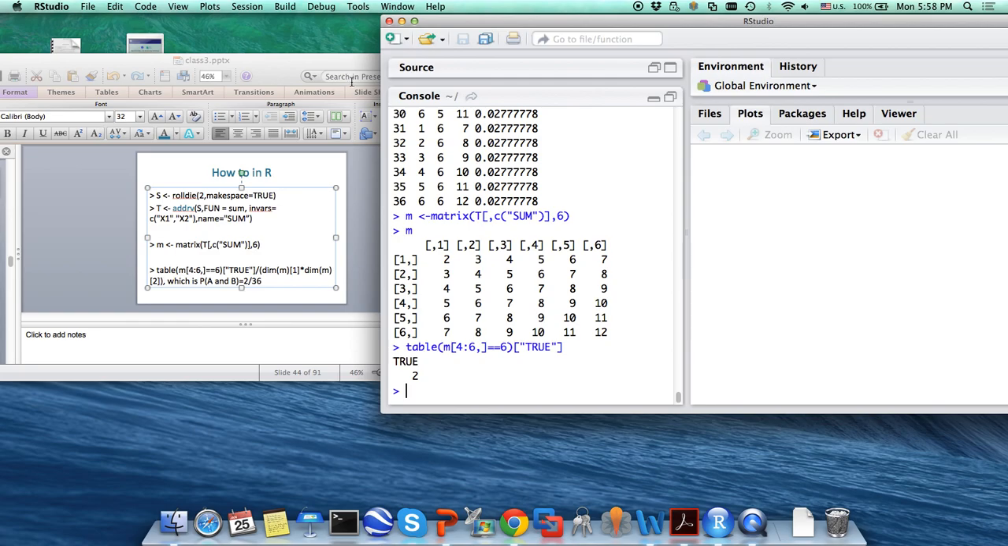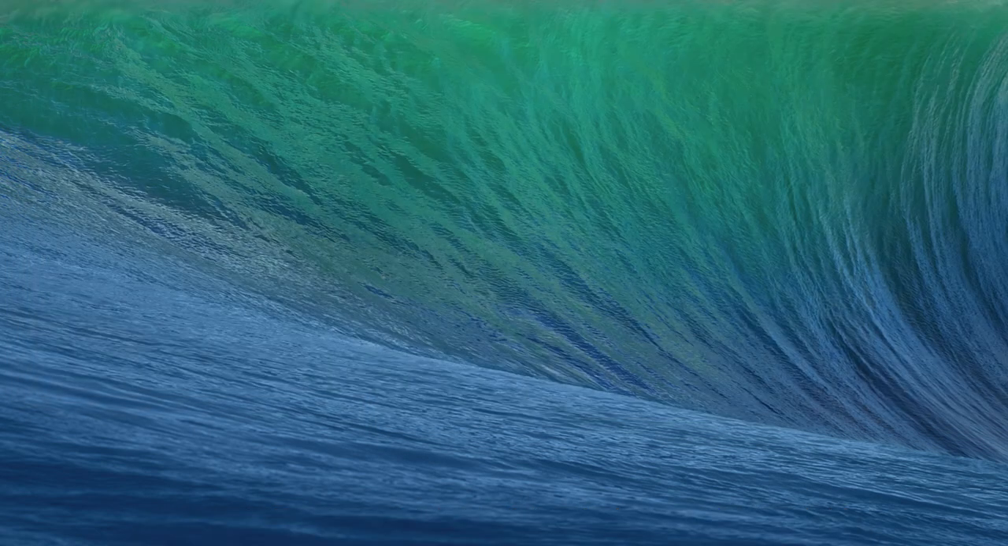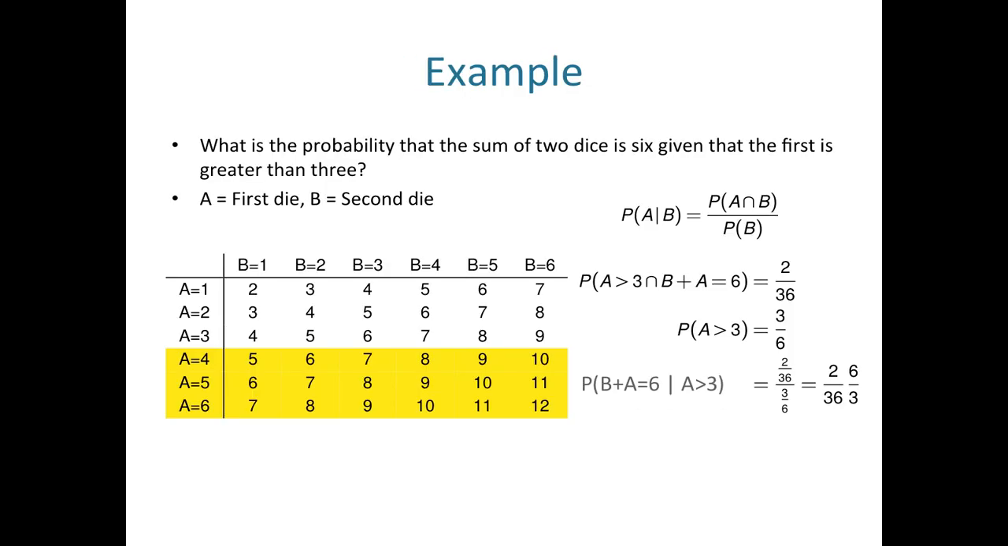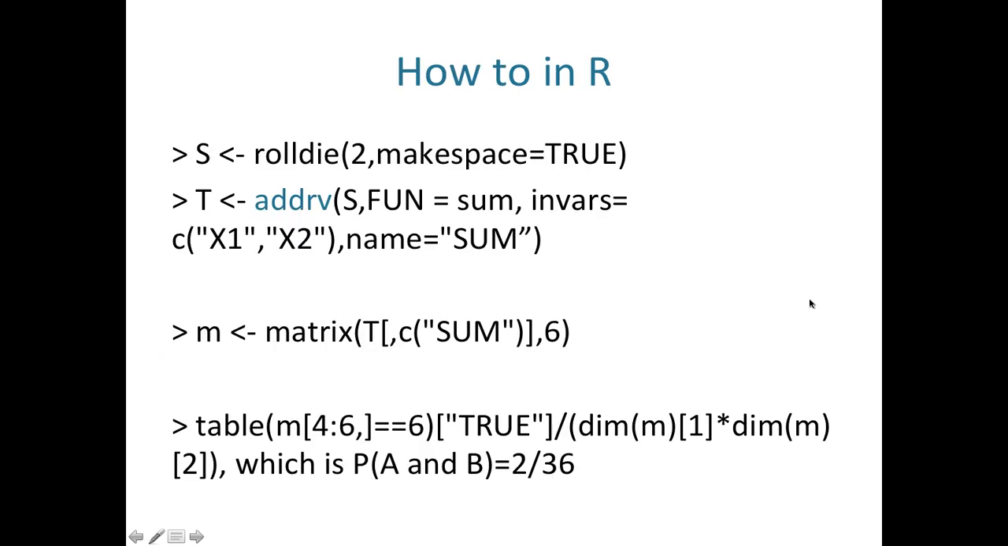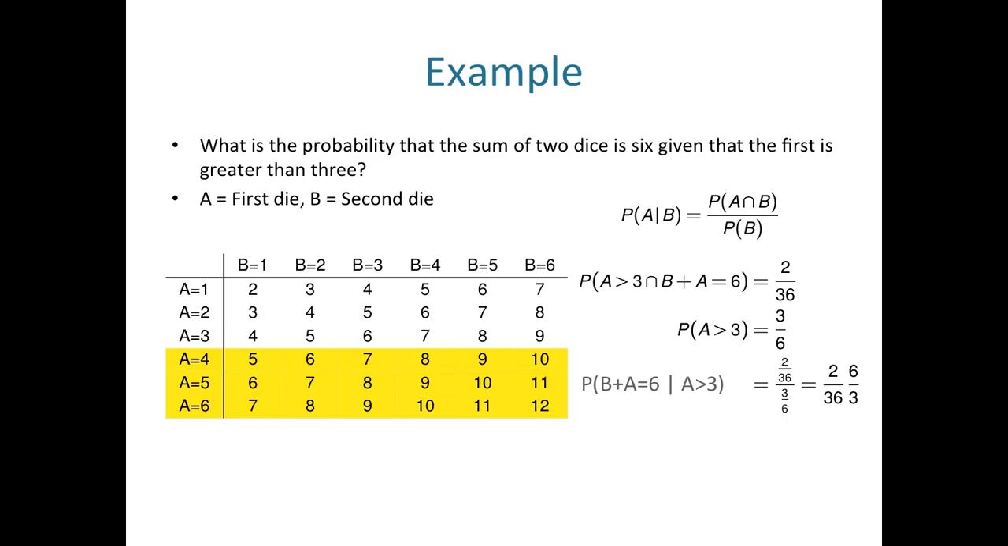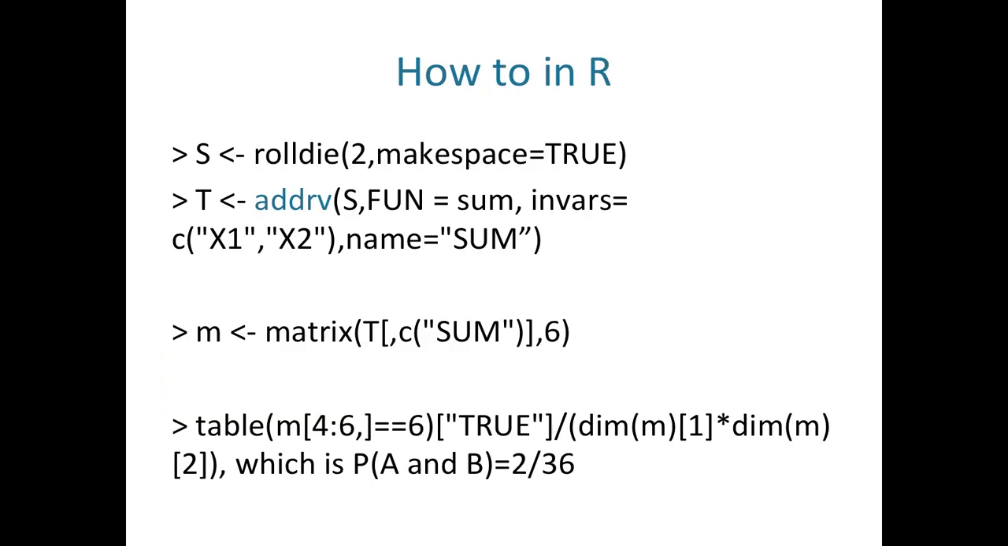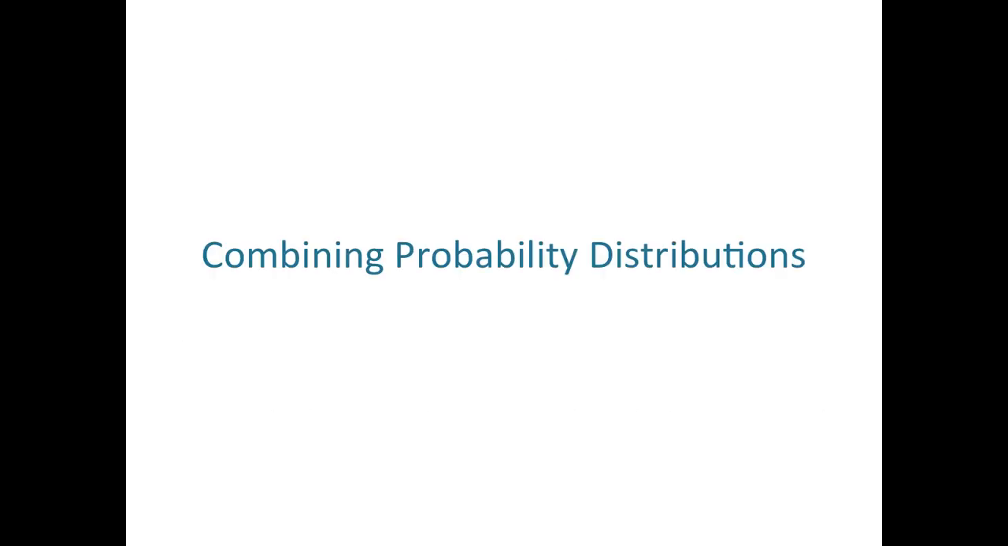So in order for you to fully understand what I'm trying to do in these slides, let's take a look at this table here. Computing the probability that the sum is equal to 6, given that A is larger than 3, this 2 over 36 is something that we can compute with these commands here. This is the joint distribution, and then once we have it, we divide by the probability of A being larger than 3. These are the different functions that we need to use in order to compute that.